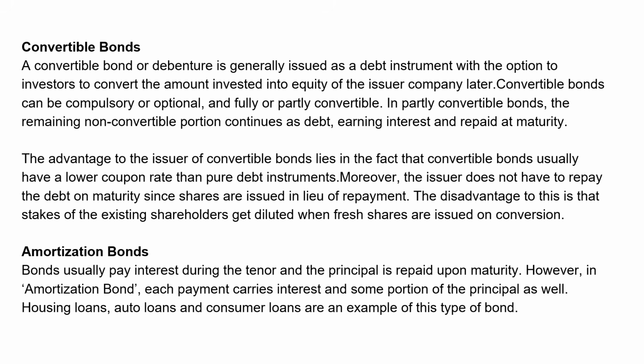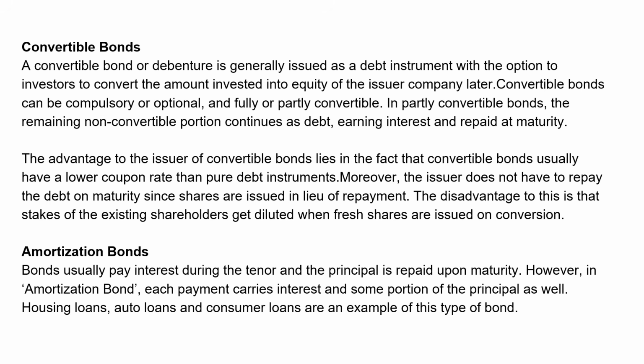Now let's understand what a convertible bond is. A convertible bond or debenture is generally issued as a debt instrument with the option for the investor to convert the amount invested into equity of the issuer company later. So though they are issued as bonds, the investor has an option; sometimes it's compulsory, sometimes it's optional to convert them into equity.